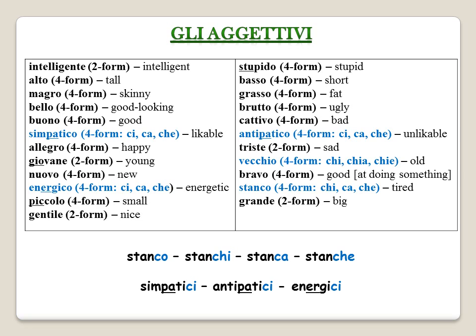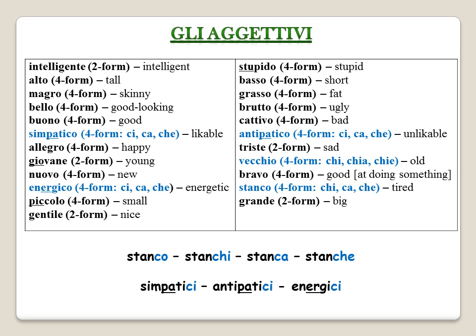Note the ones that are four-form adjectives. Those are the ones ending in O, and the two-form are the ones ending in E. Also, pay attention to the 5 adjectives highlighted in blue. Vecchio forms its masculine plural by simply dropping the O of the singular form. Stanco maintains the hard C sound in its plural forms by the insertion of an H. So its 4 forms are stanco, stanchi, stanca, and stanche.